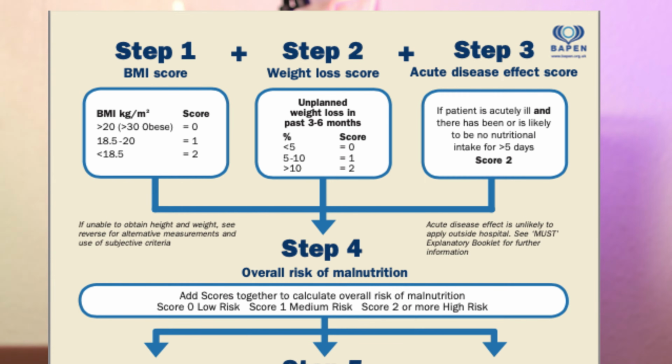So the very first thing, of course, there are 3 key things that you will need to calculate, and they are in 3 steps. If you can see on your screen, we have step 1, step 2, and then step 3. The very first one is you are going to calculate a BMI score. Then the second one is weight loss score, and then the third one is acute disease effect score.